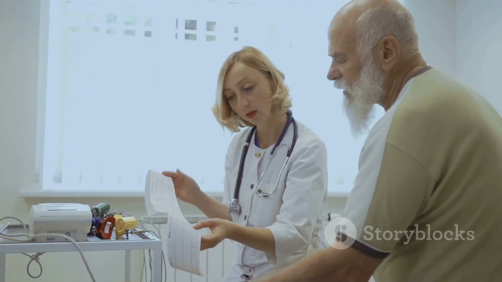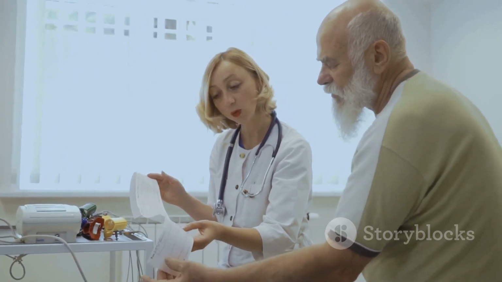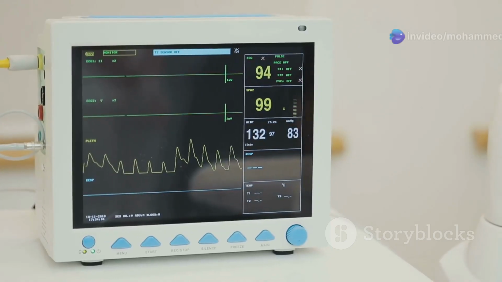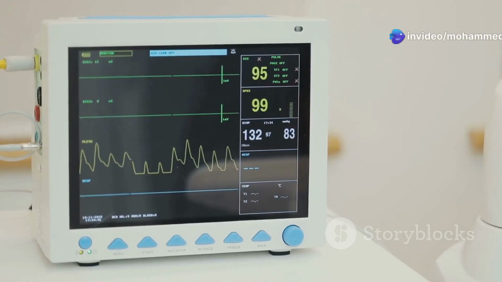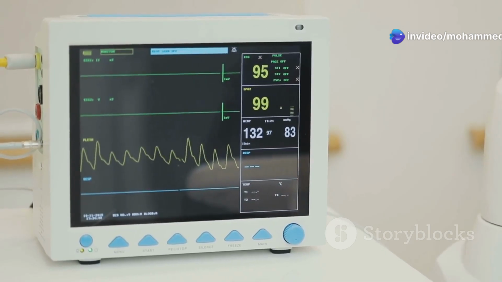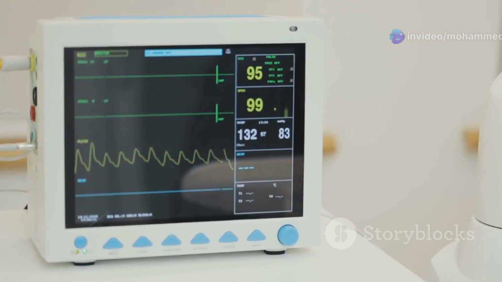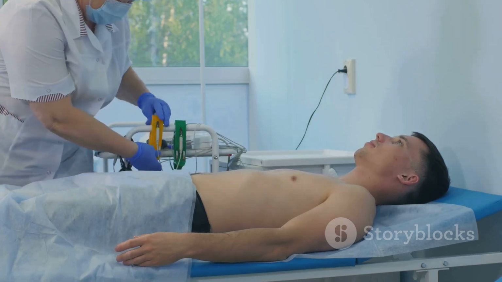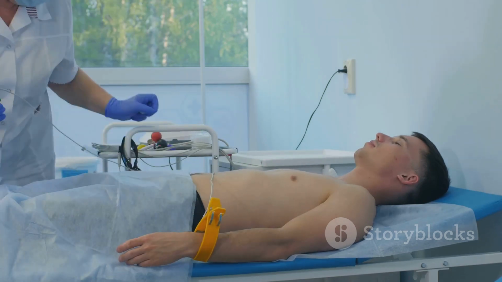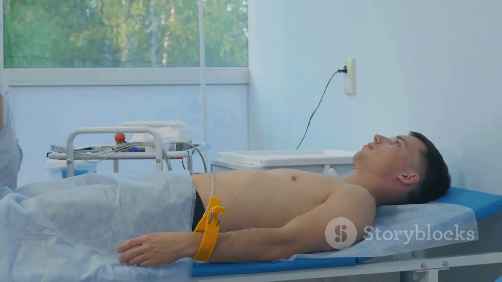The ECG is a versatile and essential tool in cardiology. Its ability to provide a real-time window into the heart's electrical activity makes it indispensable for diagnosing and monitoring various heart conditions. Understanding the basics of ECG empowers individuals to take an active role in their heart health and make informed decisions about their care.